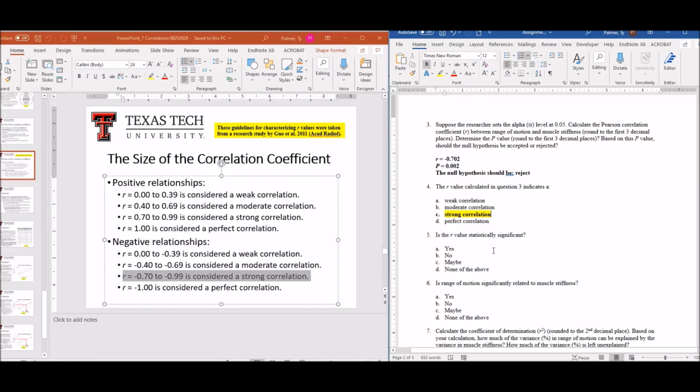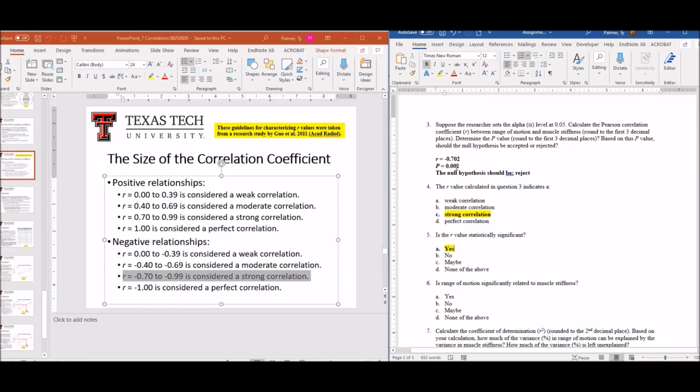What does this mean? When we're dealing with correlations and we get a p-value less than 0.05, this means that our R value is statistically significant. By rejecting the null hypothesis, we can conclude that the R value, yes, is statistically significant. So that's going to be my answer for the multiple choice: yes. Because we rejected the null hypothesis, we are concluding that the R value that we calculated is, in fact, statistically significant.